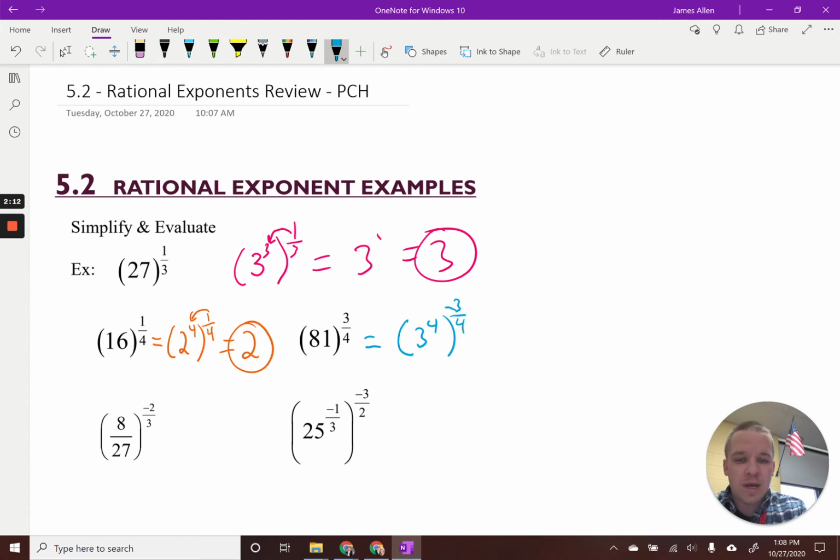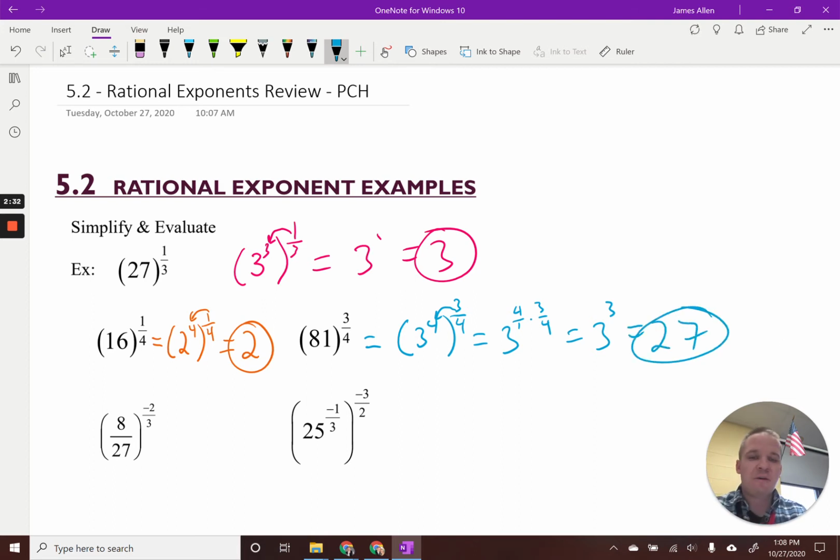And when I multiply this exponent in, I would have 3 to the, well, 4 is the same as 4 over 1 times 3 over 4. Perhaps you need to see it broken down. And then I would be left with 3 raised to the 3 over 1 because those 4s would cancel. And I know that this is just 27 as my final answer. Wonderful. Again, there are multiple ways to do these. I'm showing this in this particular way because it applies more to what we're going to be doing in this unit.